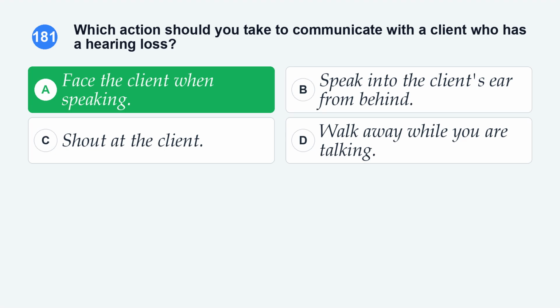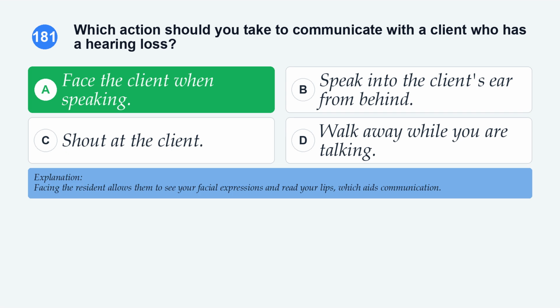The correct answer is option A. Face the client when speaking. Explanation. Facing the resident allows them to see your facial expressions and read your lips, which aids communication.